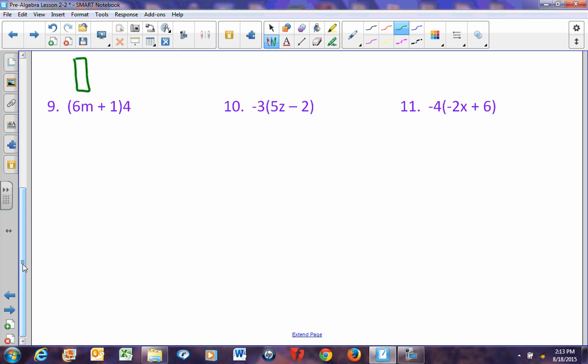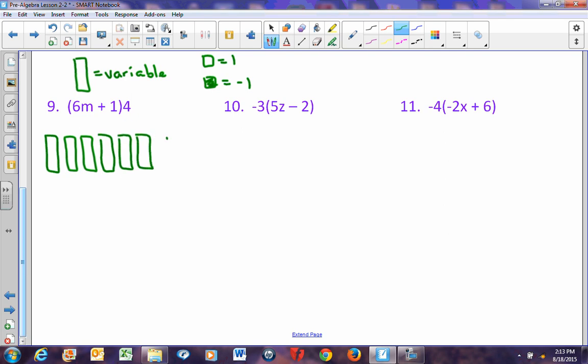This will equal your variable, whether it's x or y or m or q. This will equal positive 1, and a filled-in box for negative. So if I wanted to show 6m plus 1 times 4, that means I have to have 4 6m's plus 1. Okay? So I'm going to have 1, 2, 3, 4, 5, 6, and then a 1. That's one of them. I have to have 4 of these.